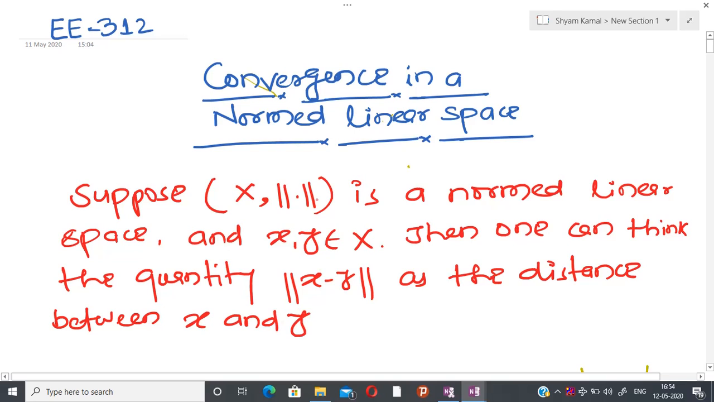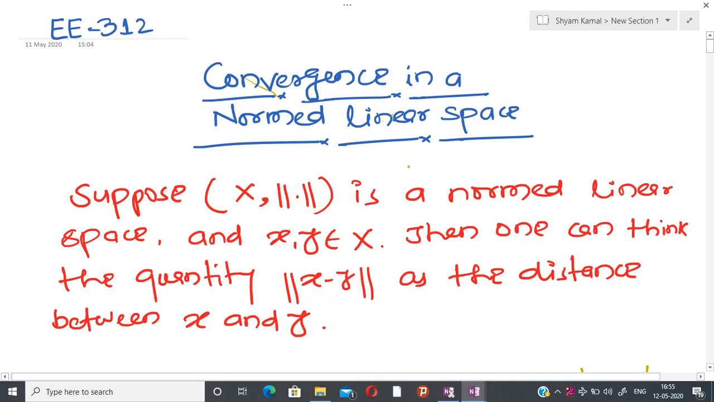So basically, whenever we are talking about the norm in some space, then we are talking about the length of a vector. And when we take the difference of two quantities, and after that apply the norm, then basically we are talking about the distance between these two quantities x and y, provided both quantities lie in the same linear space.